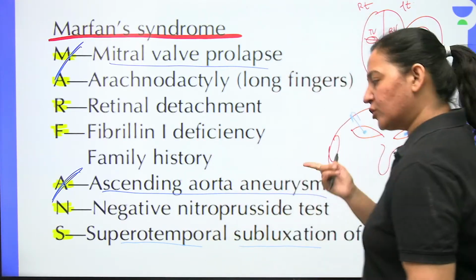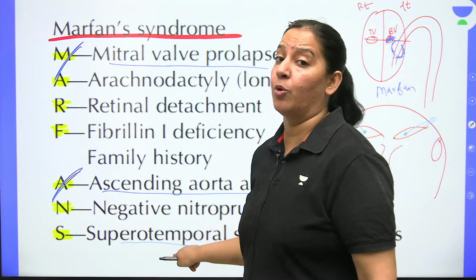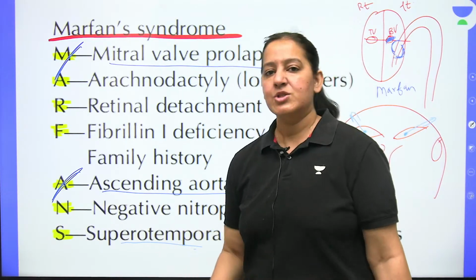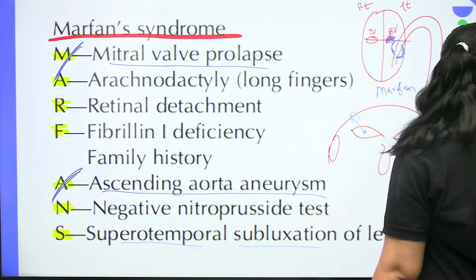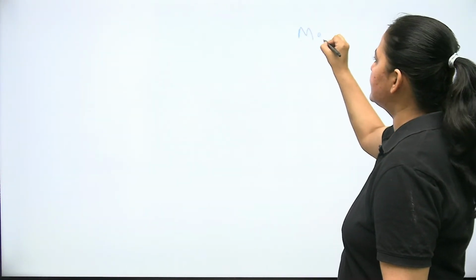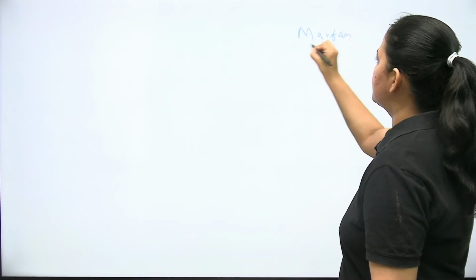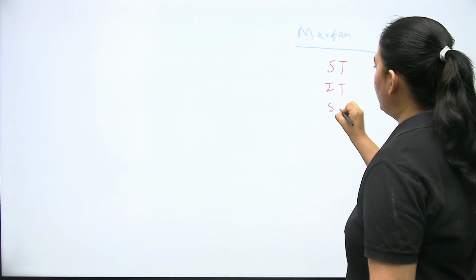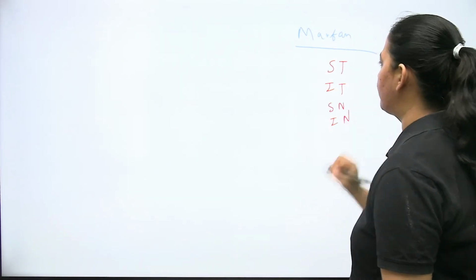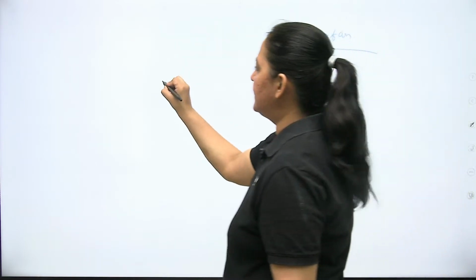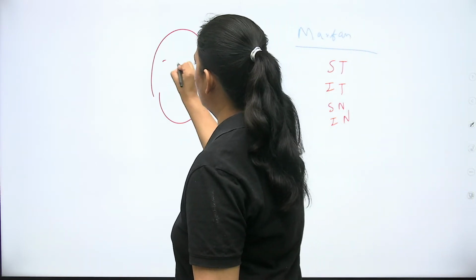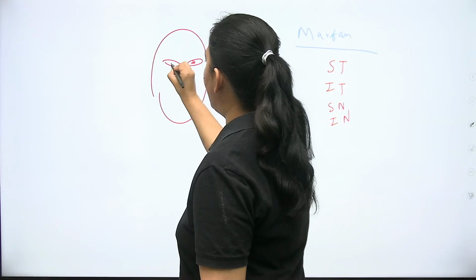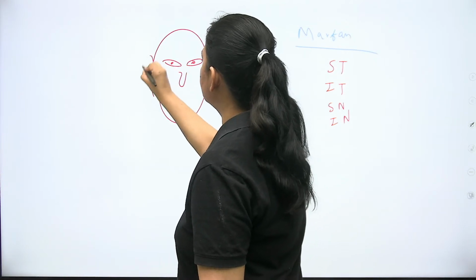That is my point. In the options, you will get inferotemporal also. You will get superonasal, inferonasal. So you will get four options like this. You will get a question like this: in Marfan syndrome, what is the direction of subluxation of lens? The four options are in front of you. It is superotemporal, inferotemporal, superonasal or inferonasal. You got my point. What is the correct answer here? You can see this is the face, these are the two eyes, this is the lens, this is the nose, these are the two ears.